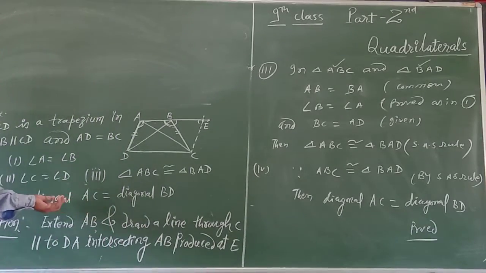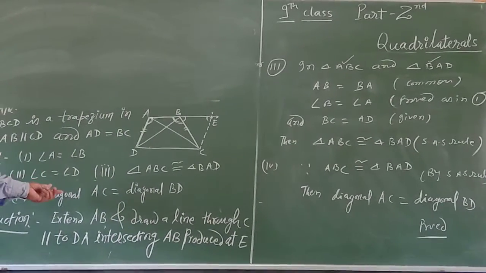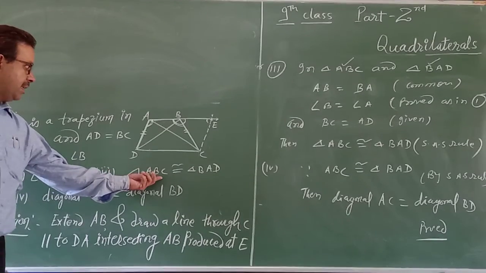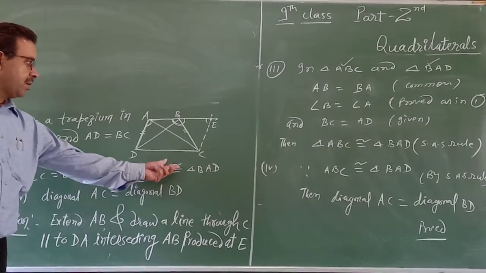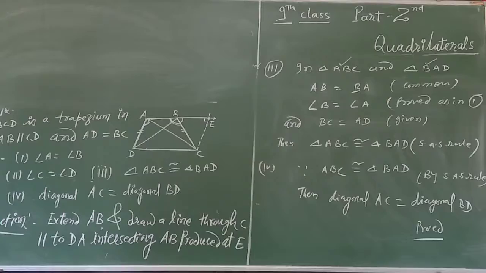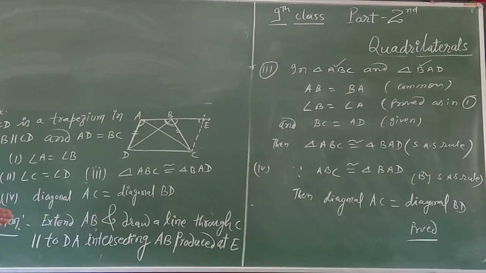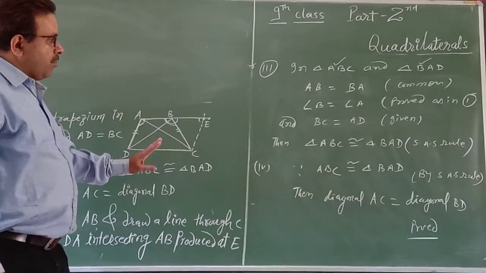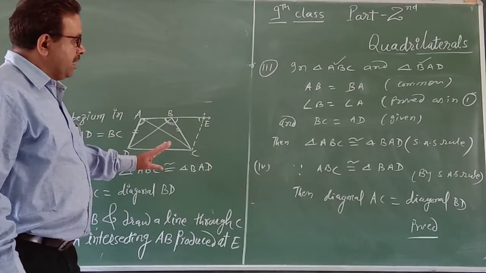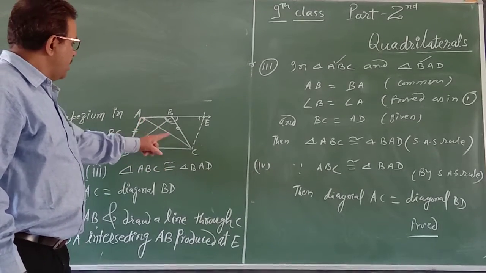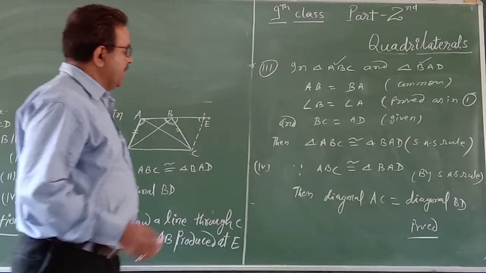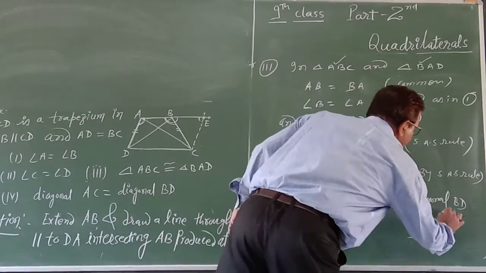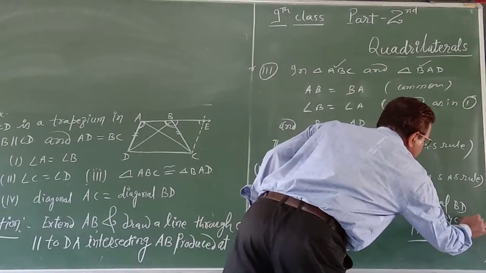And for the fourth, since by the third result triangle ABC is congruent to triangle BAD by the SAS rule, then we get corresponding parts of congruent triangles by CPCT, that AC is equal to BD. Hence proved by CPCT.